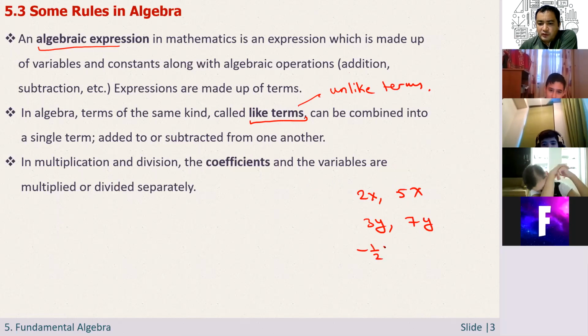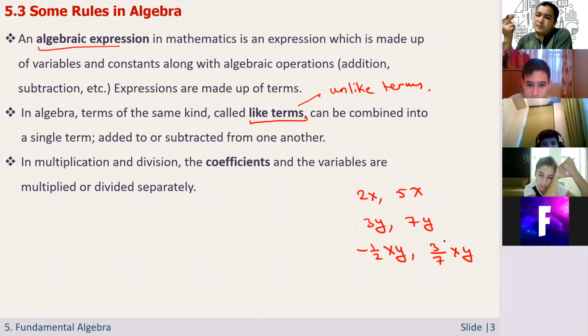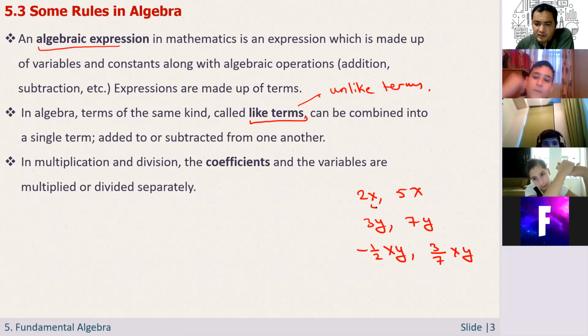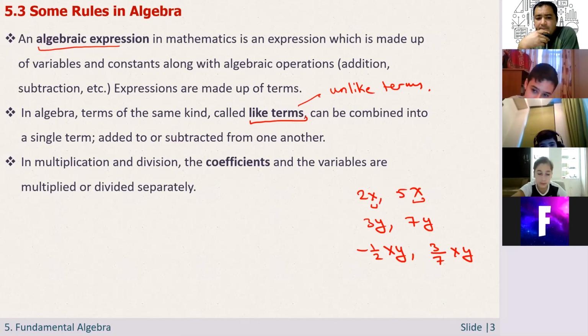But minus 1 over 2xy, for example, 2, 3 over 7, for example, xy. Like terms means an algebraic term whose variable part is the same. Here, the variable part, only x, is the same. So they are like terms. So if we have like terms, we can add and subtract, right? The power has to be the same.